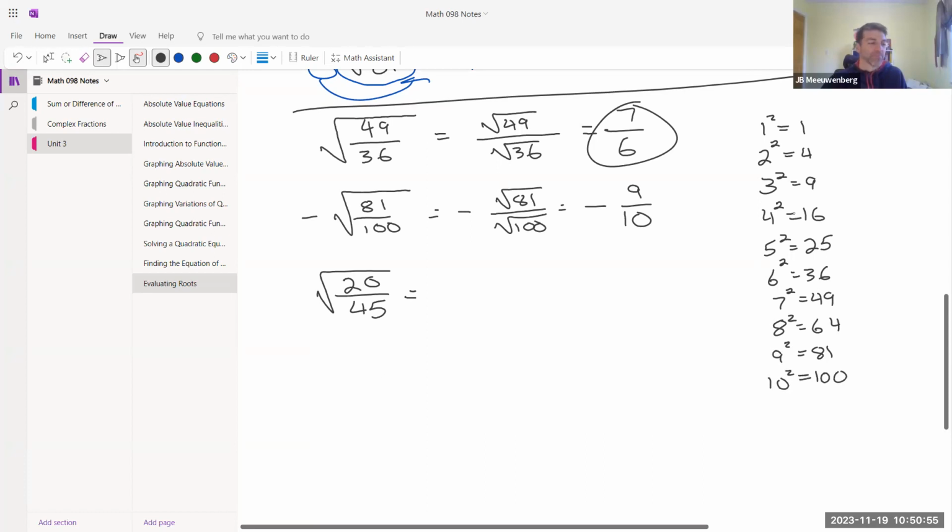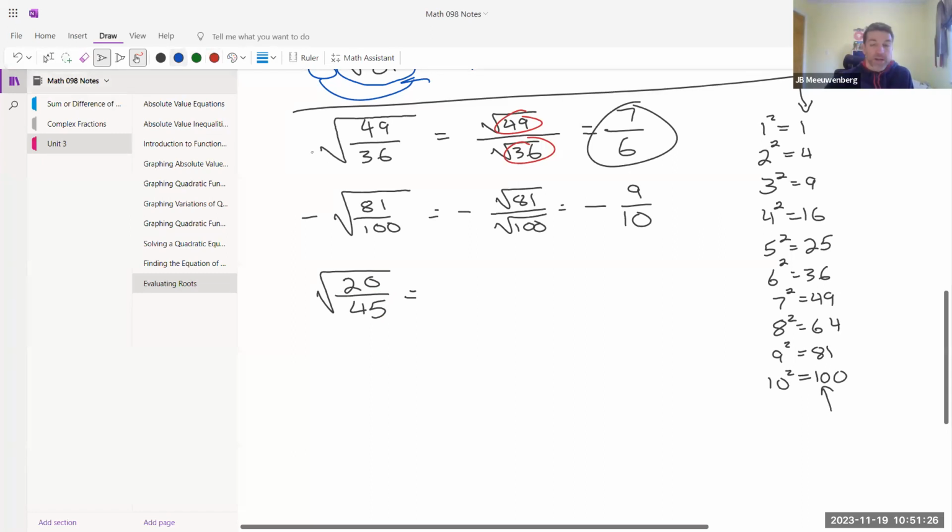I'll stop right there. All of these numbers here are perfect squares, right? The numbers that are the result of squaring a number are called perfect squares. So when we're taking a square root, we're always looking for these numbers, right? 49, 36, 81, 100, those are perfect squares. But what about 20 and 45? Do we see them in this list over here? No, we don't. So you might be wondering, what's the deal with this?